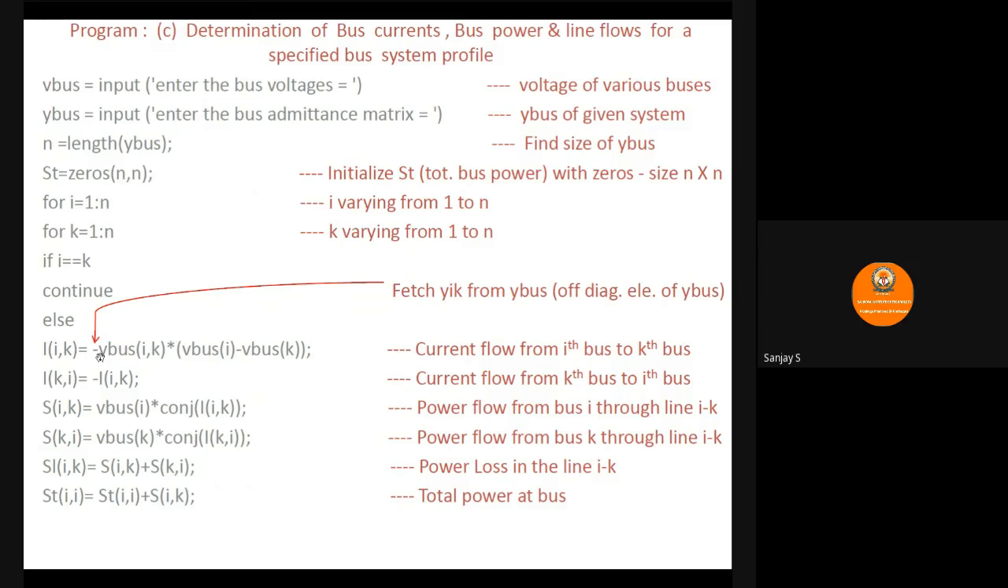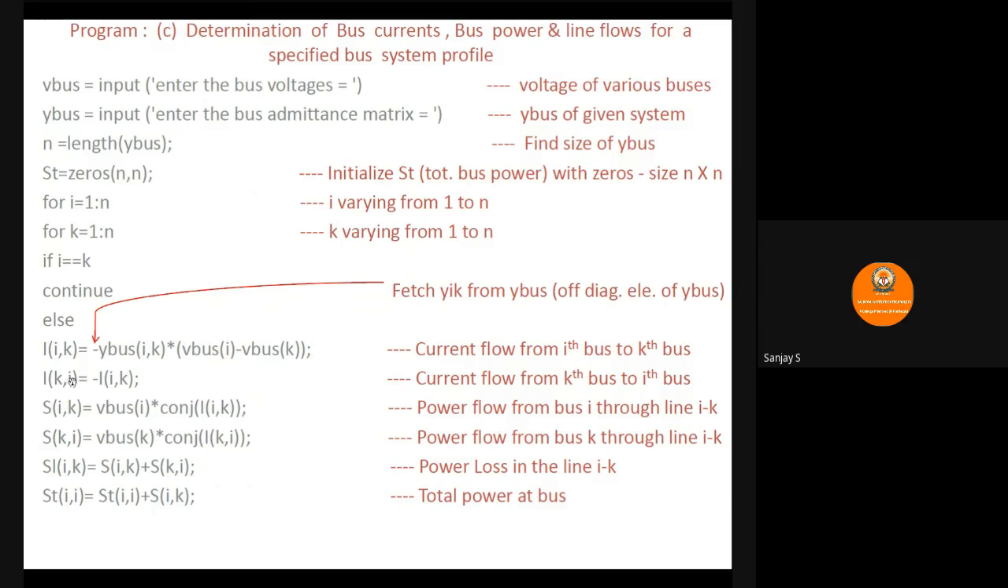This is because whenever you are writing the Ybus matrix, for the off diagonal elements you take the negative of the admittance connected between the various buses. So if you want the actual admittance, since your input is Ybus, the negation is already taken. So you have to remove that negation. I am using a negative sign here. So Ybus into Vbus of i minus Vbus of k. So this is nothing but V1 minus V2 into Y1k will be equal to I1k, the product of potential difference and admittance. That is what is being done here.